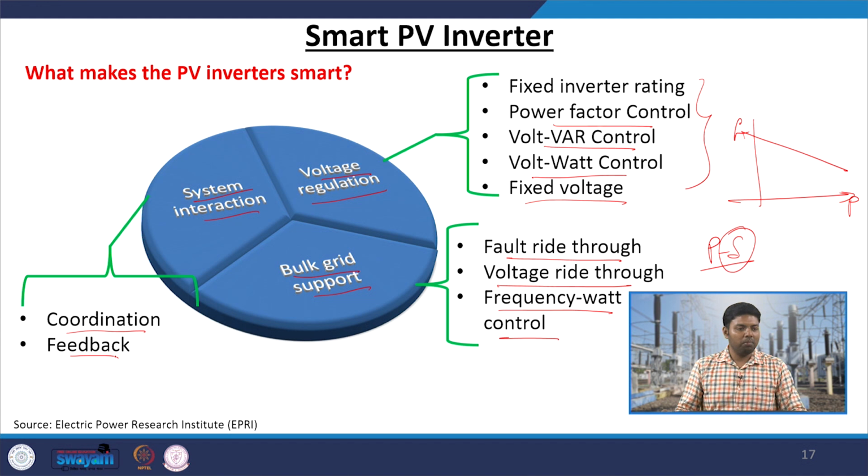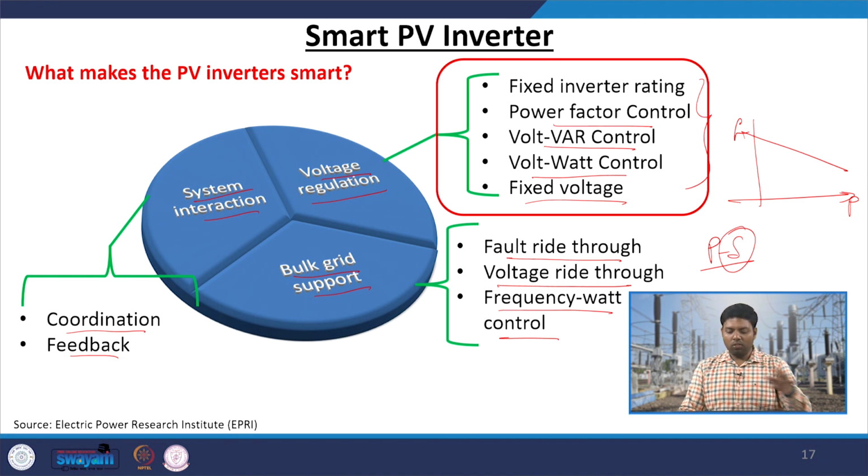With the system interaction we can do the coordination and the feedback. That means, if your system is experiencing a disturbance, that will go to the inverter control, and that control will be adjusted accordingly, so that your system will now be operating in a very good condition, or you can get over this disturbance condition.